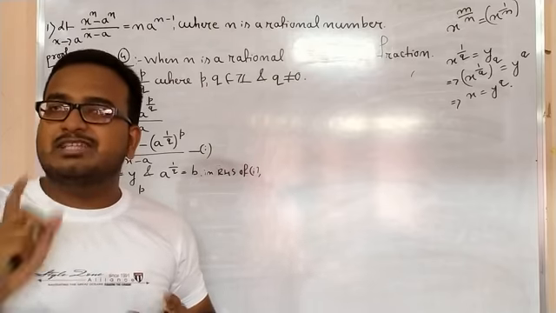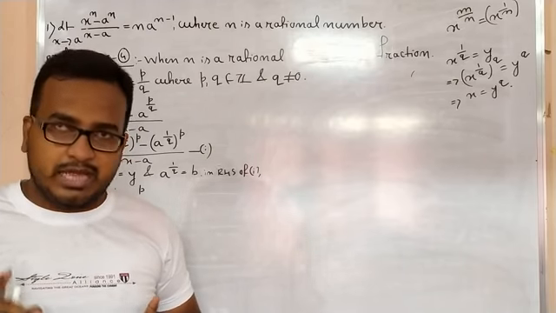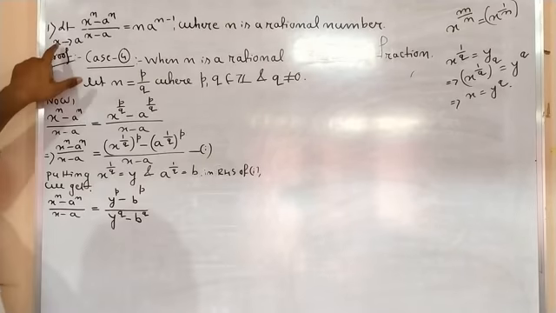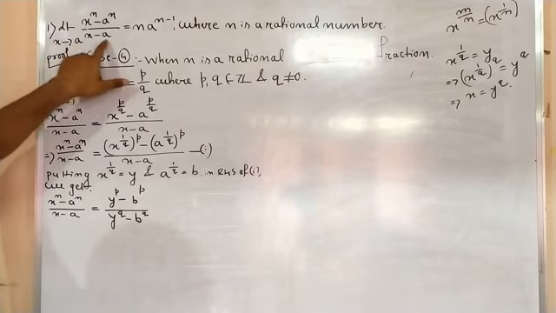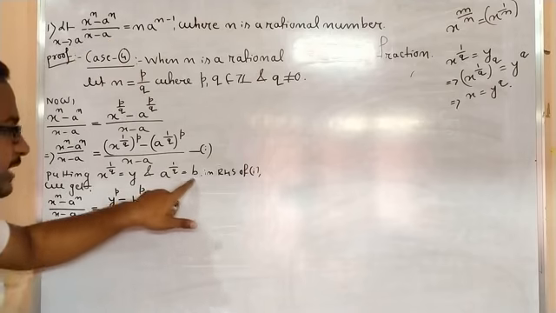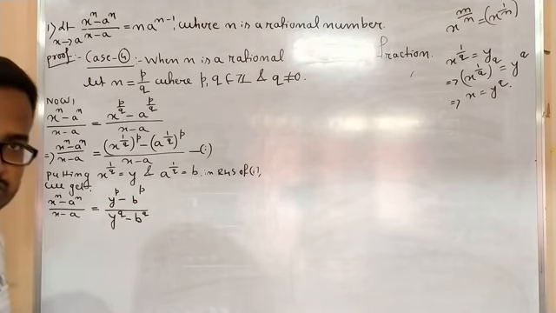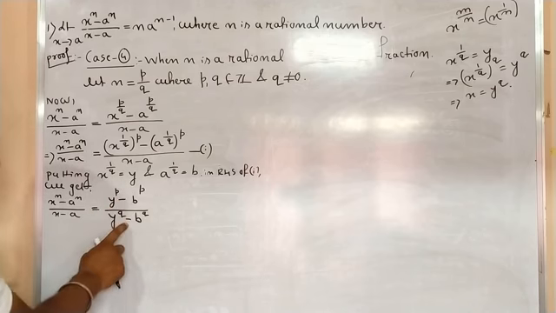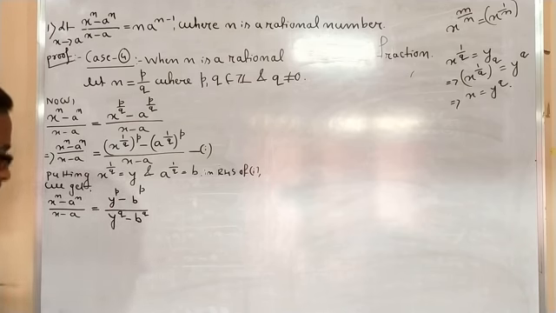So y minus b is not 0. Right? Y and b are not the same, as x and a are not the same. So x minus a is non-zero, and y minus b is also non-zero. So I can divide this numerator and denominator by the quantity y minus b.